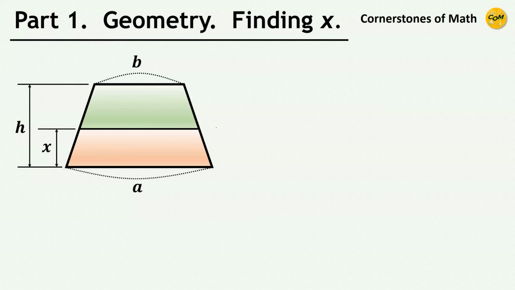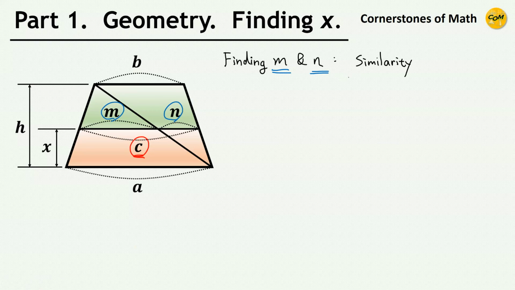Obviously, we have to formulate the equation using the given area condition, but in order to express the areas of the top and bottom trapezoids, we need to find this length C. And in order to find C, we have to do this. Connect these two vertices by drawing a diagonal, and we try to find these two lengths M and N. And we can find M and N using the similarity of triangles.